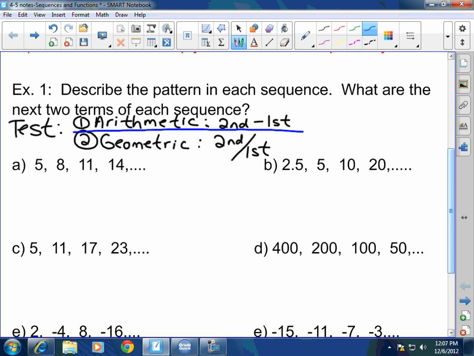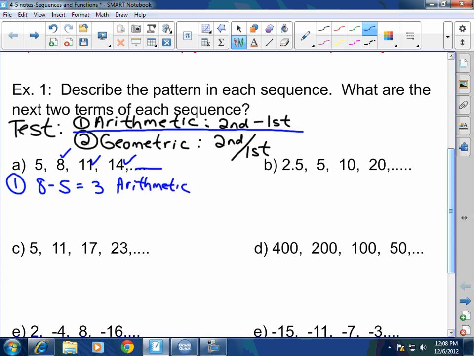So let's go ahead and test them out. If it works for one test, you do not have to test the other one. So for example, if you test for arithmetic and it is arithmetic, that's it. It's arithmetic. You do not have to test for geometric. So let's test for arithmetic. Second term is 8 minus first term, which is 5, which is 3. If this is an arithmetic sequence, I'm going to be adding 3 to every single term, and it should give me the right answers. So what's 5 plus 3? What's 8 plus 3? What's 11 plus 3? Perfect. So this is arithmetic.